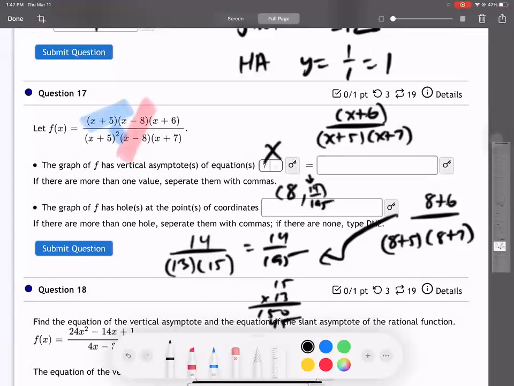And we have vertical asymptotes left over at -5 and -7. Right, that's the leftover values. Okay, let's keep on going.